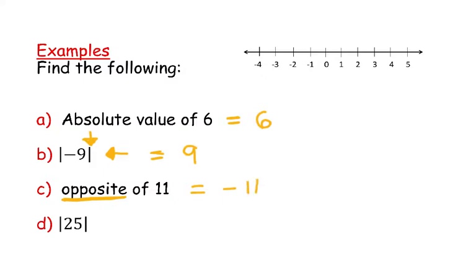And in the last example, those vertical lines, remember, represent absolute value. So this reads absolute value of 25. Find the absolute value of 25. So they just want the distance, how far 25 is away from 0. Distance, magnitude is never negative, so it's just 25.